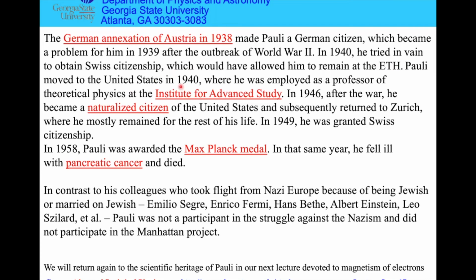Pauli moved to the United States in 1940 when Switzerland denied his citizenship, and he was employed as a professor of theoretical physics at the Institute for Advanced Study. So he basically overlapped with Einstein. In 1945 he got the Nobel Prize, as we know. In 1946 the war was finished, and he became a citizen of the United States. But the same year he returned to Zurich. Finally he got Swiss citizenship in 1949.